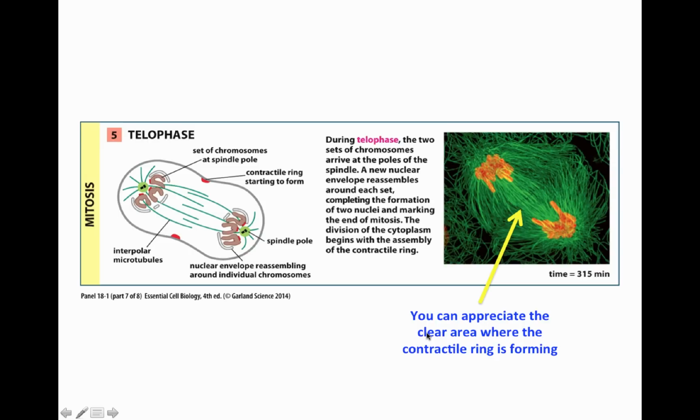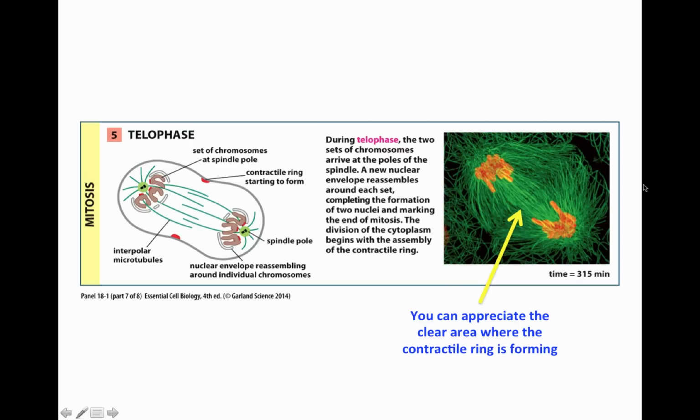The last stage of mitosis is going to be telophase. And in telophase, you have the complete separation of the sister chromatids performed by the spindle microtubules. You also have the beginning of the reconstruction of the nucleus. At the same time, you have the formation of a contractile ring made of actin filaments and myosin 2 proteins that are going to begin to assemble in the area of the metaphase plate.